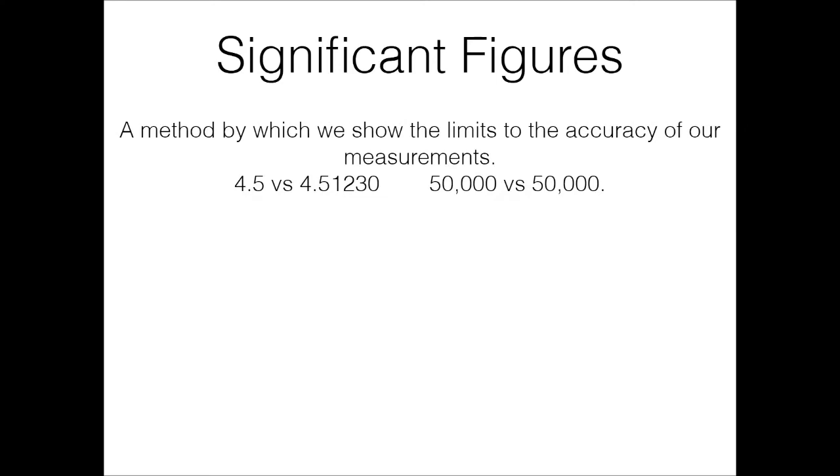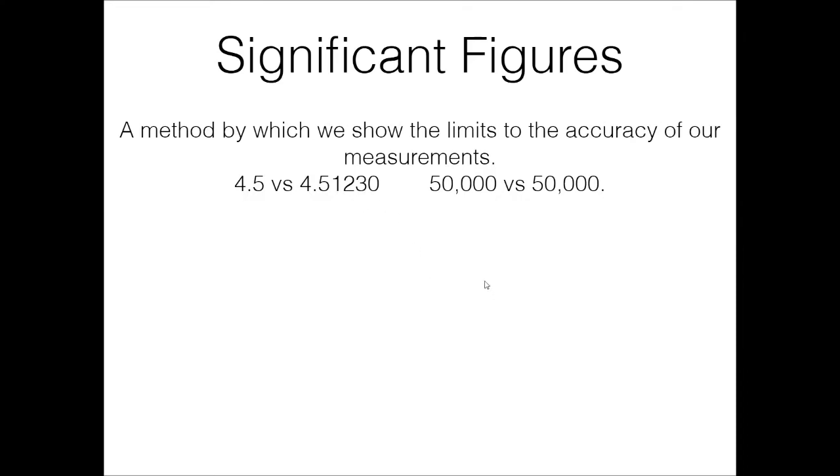Now I want to look at numbers in general. Significant figures is something, if you've taken chemistry, which you should have, you've had to deal with, okay? This is a method by which we show limits in the accuracy possibilities of our measurements. So, for example, 4.5 versus 4.51230. Which one is more accurate? Which one has more digits? Which one measures to a smaller division in the measurement device? Well, that would be the second number, 4.51230. That's quite accurate if it's close to the actual value. But is it possible? Can we accurately state that? Are we allowed to state that?